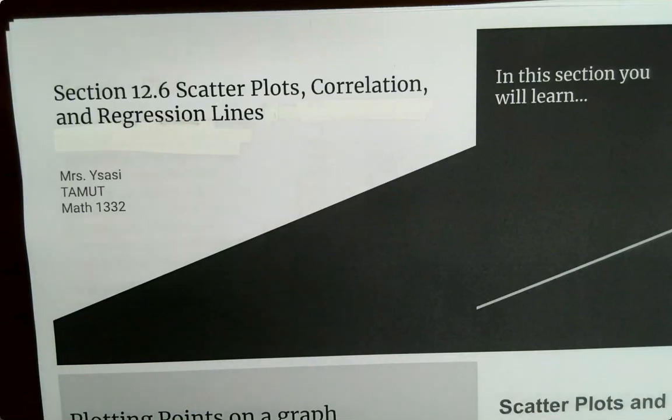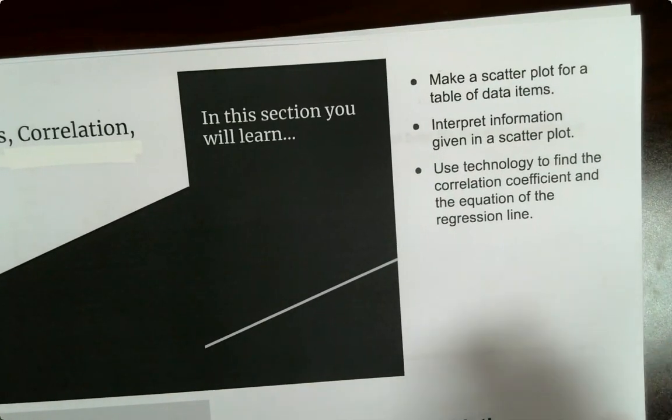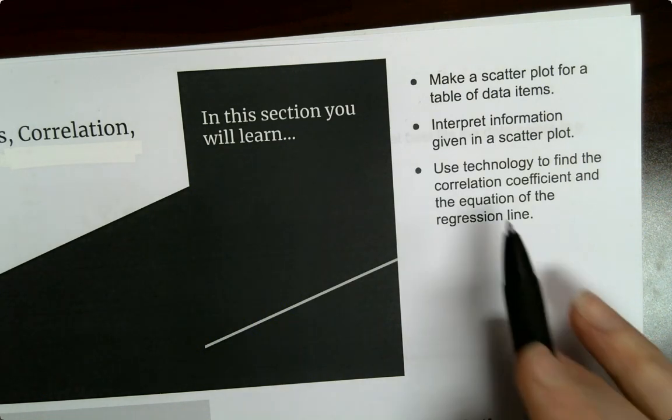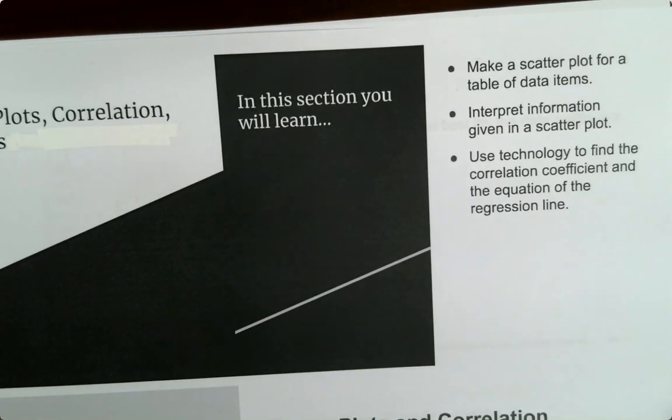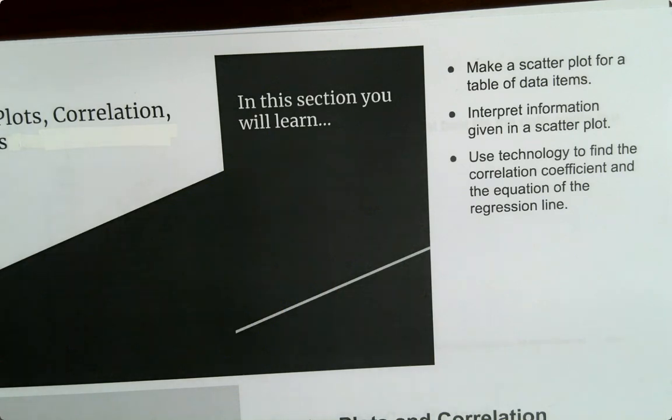Okay, this is the last section in chapter 12. We are looking at scatter plots, correlation, and regression lines. So we are going to make scatter plots, interpret data from a scatter plot, and use technology to find the correlation coefficient and the equation of the regression line. So I'm going to use the 84. You can use 83 or anything higher than that.